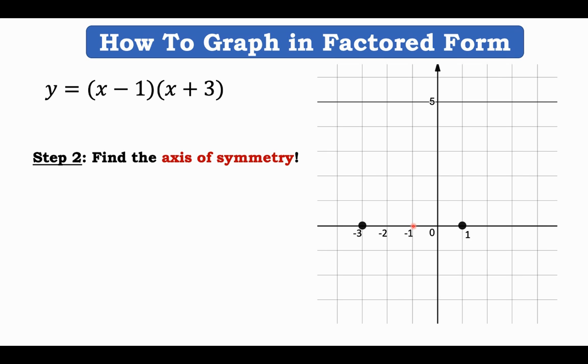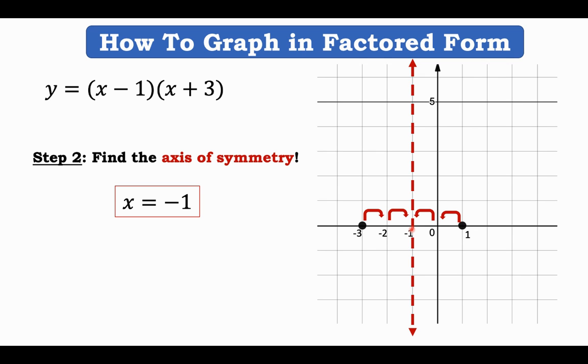Or you can take the average: -3 plus 1 is -2, divide by 2, you get -1. Either way, you know it's in the middle, okay? That's where your axis of symmetry is going to be, right in the middle between those 2 points, right? So that's at x equals -1.